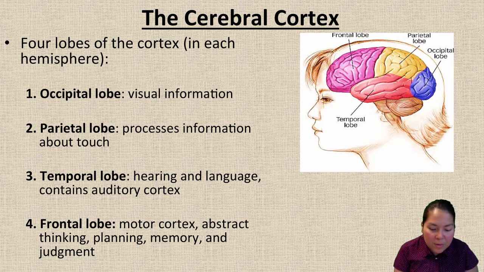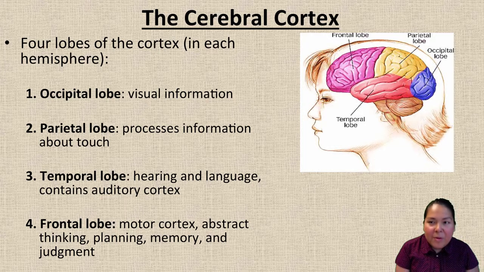The temporal lobe, which is located above your ears, is responsible for hearing and language. And lastly, the frontal lobe, which is up here, processes higher order demands such as our movement, abstract thinking, so thinking outside of the box, planning, memory, and judgment.